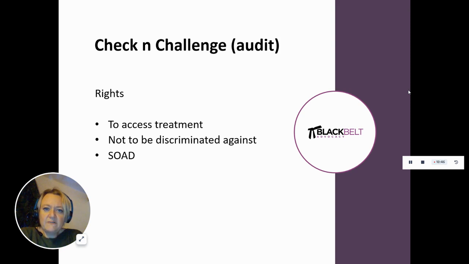Like all forms of advocacy, the challenge route starts at the informal. So if you're concerned, you'd have a conversation with the decision maker, and you would continue to escalate that as appropriate.